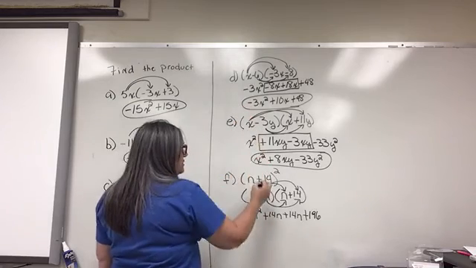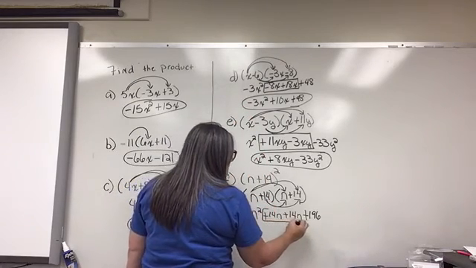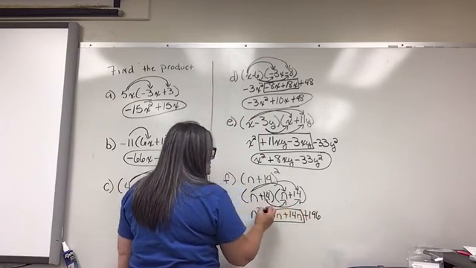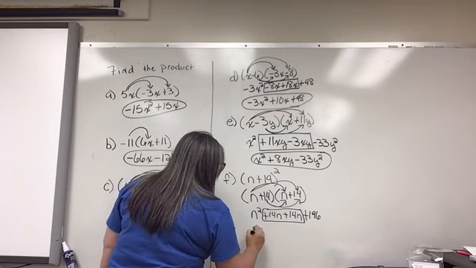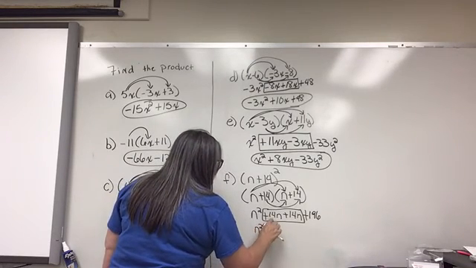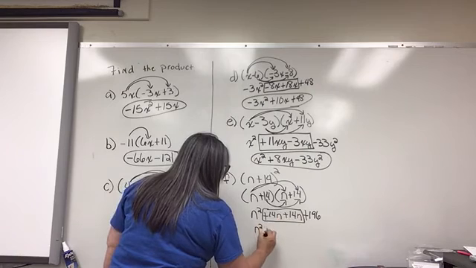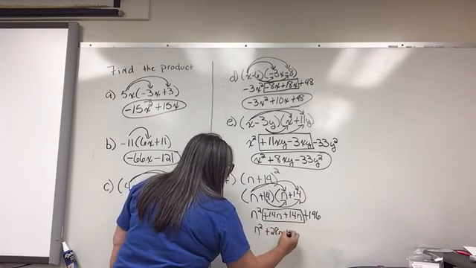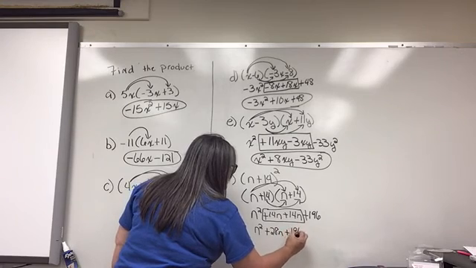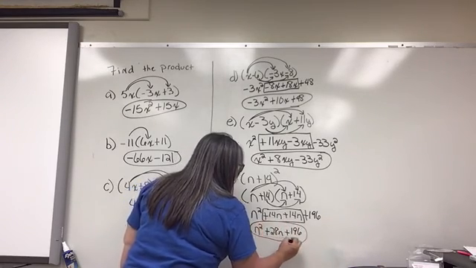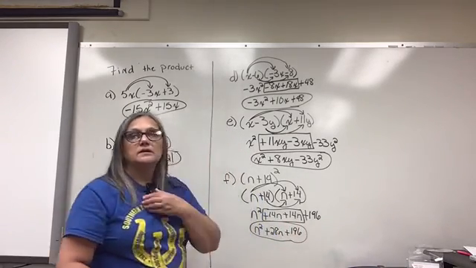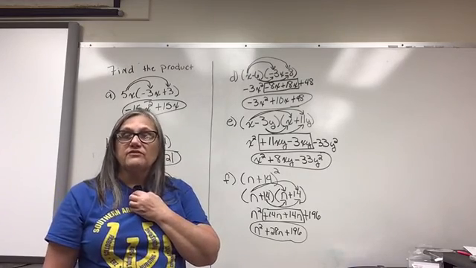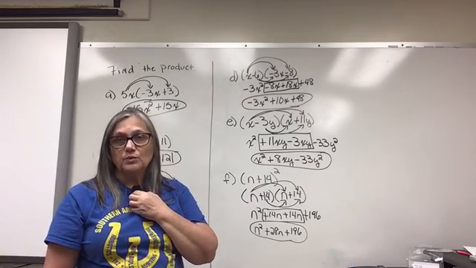Just like we've been doing, those middle terms have the same variable to the same degree. So I have n squared, 14 plus 14 would be 28, and bring down the 196, and that's my answer. So that's multiplying or finding the product between two polynomials.